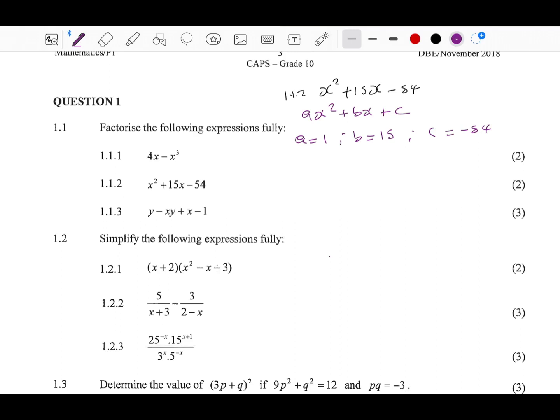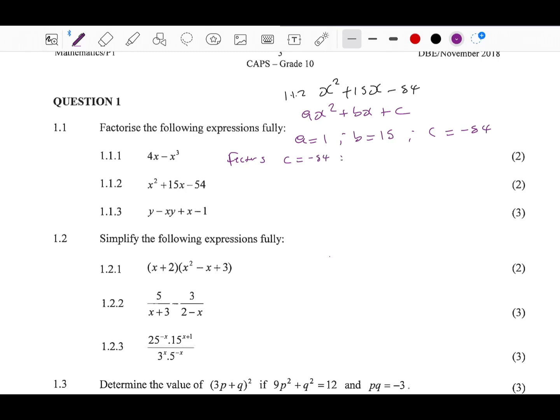So now to factorize this, there's multiple ways of doing this, but I'm just going to show you another way of doing it, not using your calculator, just using a methodology. This methodology is quite simple. Essentially, what you need to do is first find the factors of c. That's the first thing, the factors of c. So c in this case is negative 54.